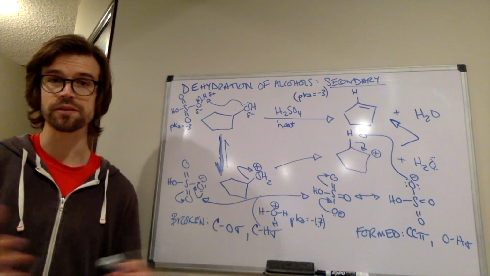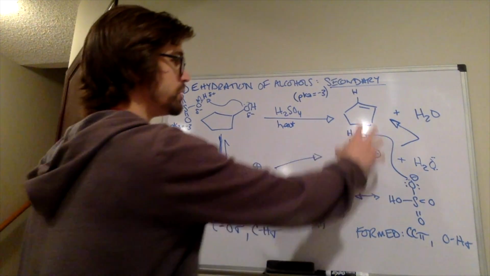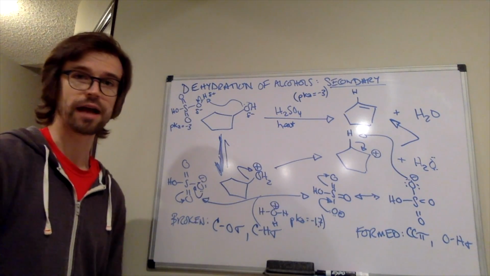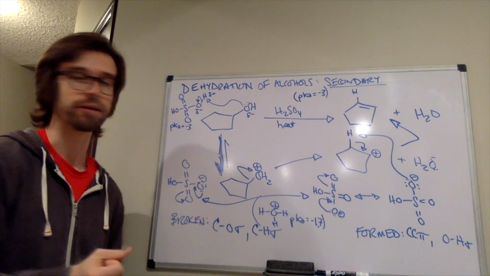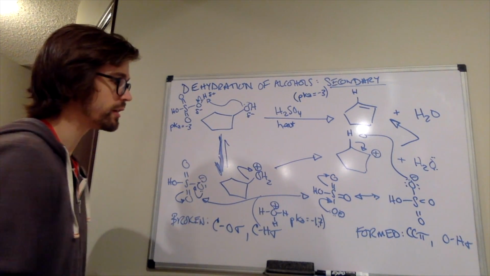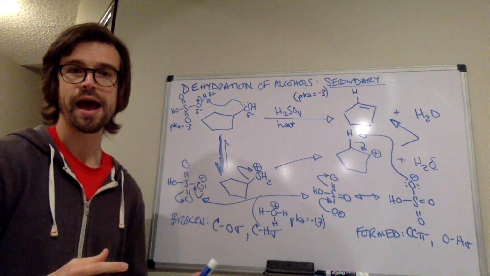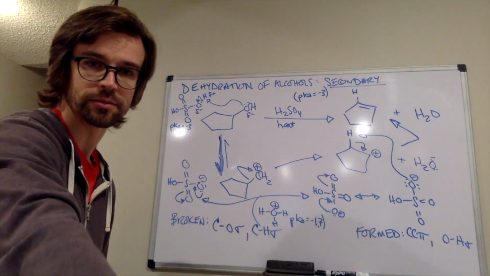So those are kind of the steps of this mechanism. It's basically an E1 reaction. These two steps look identical to an E1 reaction, but the only new thing is this first step. We have to protonate that alcohol because the alcohol by itself is not a good leaving group. It's only a good leaving group once it's protonated as water. So more on this once I erase some stuff.